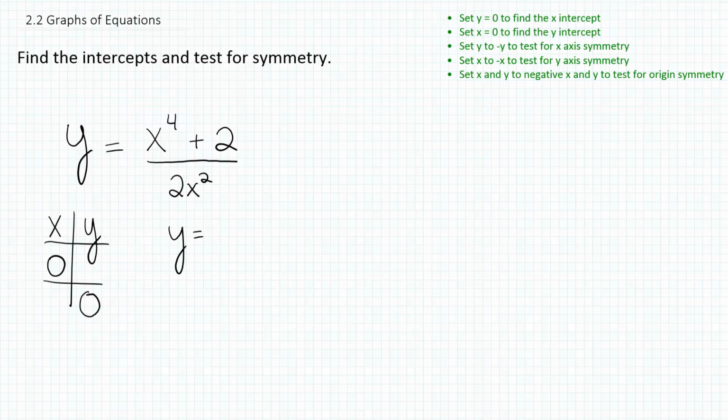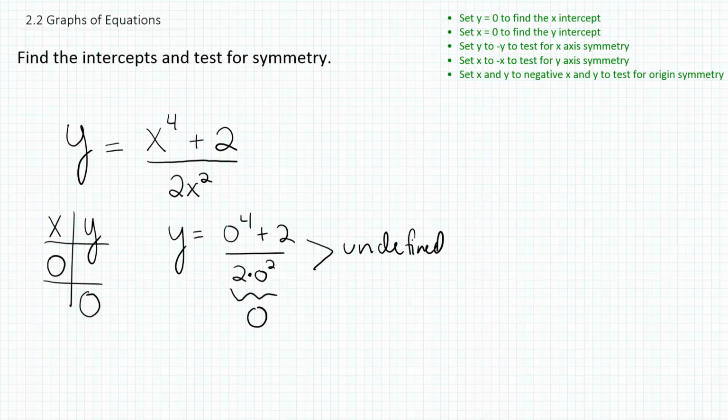So y is equal to 0 to the 4th power plus 2 over 2 times 0 squared. Well, the problem with that is that 2 times 0 squared is going to give you 0 in the denominator, correct? And that would make the whole expression then undefined, right? So you can't have a y-intercept if the resulting equation ends up becoming undefined. So at this point, we'll just cross that out and say, okay, that's not possible. It's not possible to, in this case, let x be equal to 0. Okay, let's go ahead and see what happens when we let y be equal to 0.